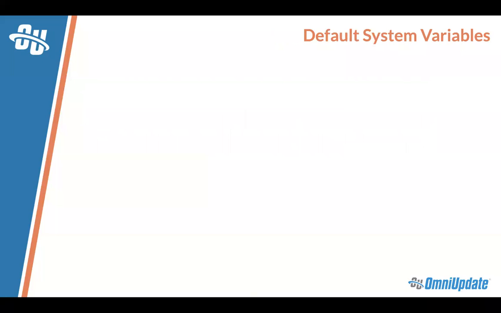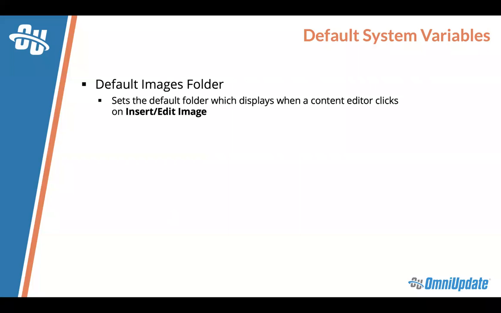So let's talk about some of those system variables. Essentially there are 3 of them that are already built into the platform itself. You have a default images folder, which allows you to set the default folder when a content editor clicks on insert/edit image and goes browsing. It allows you to direct them to the images folder you want them to be using.